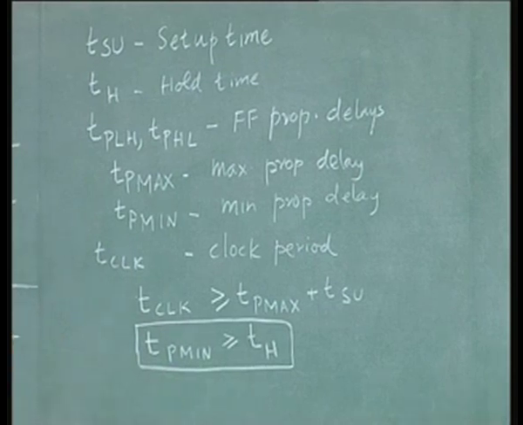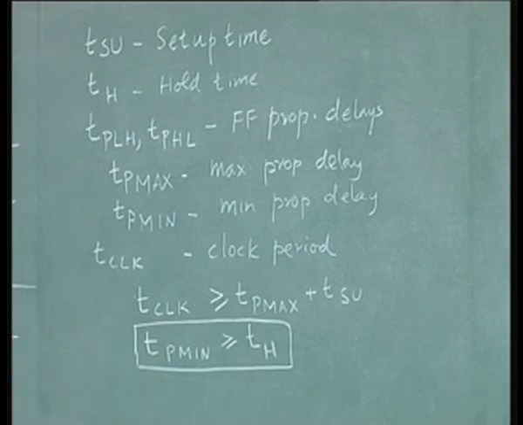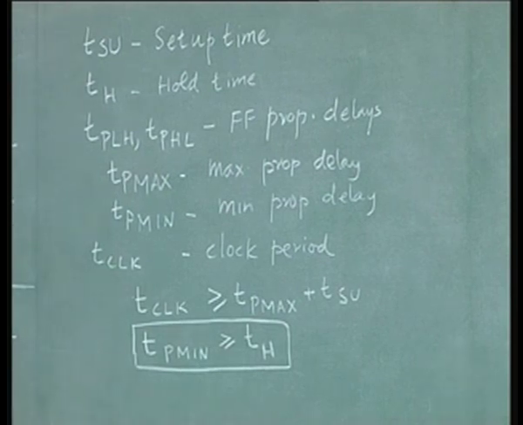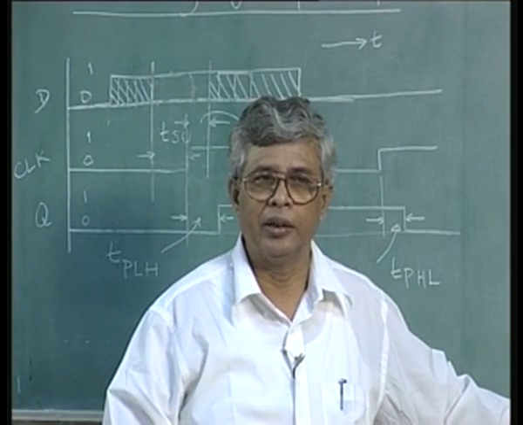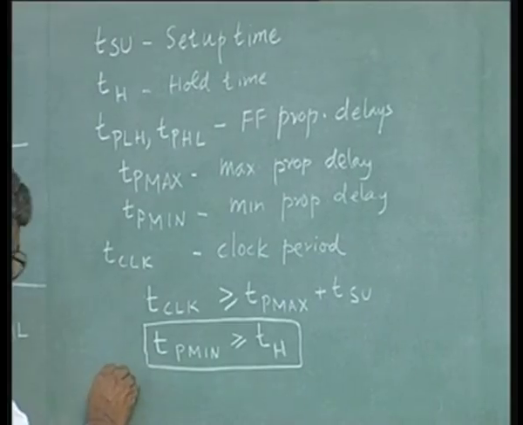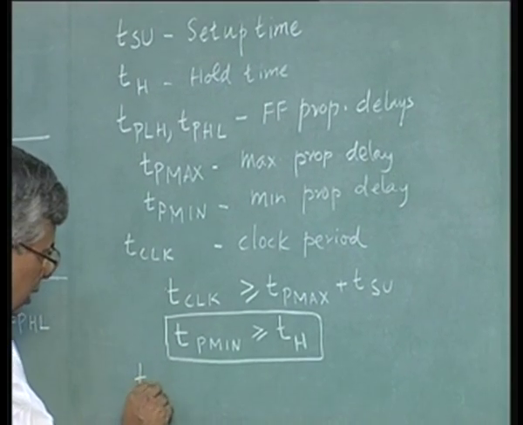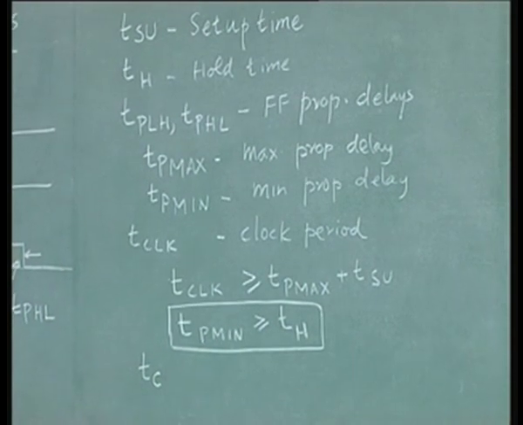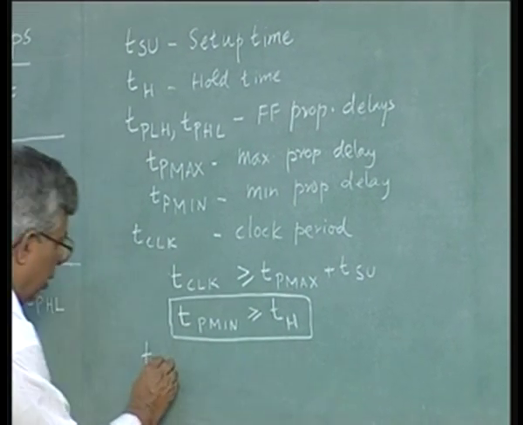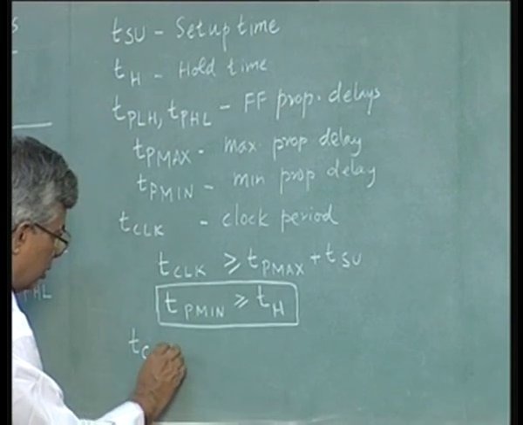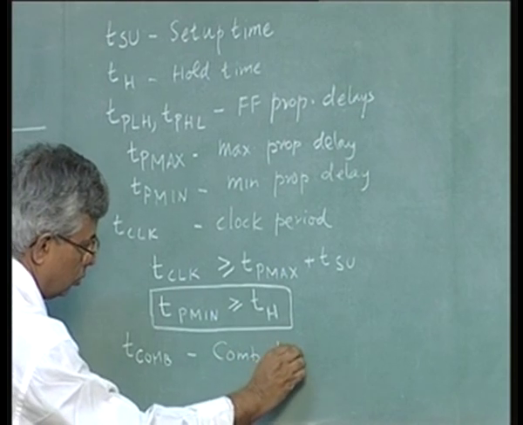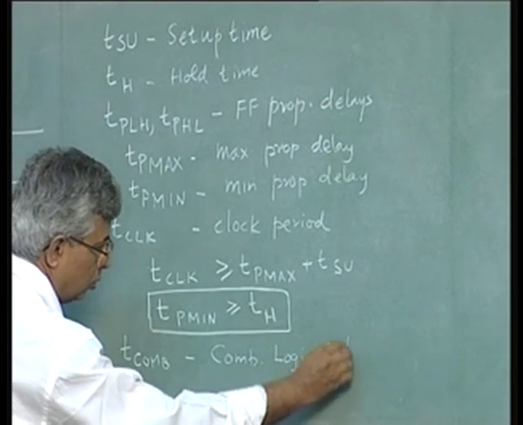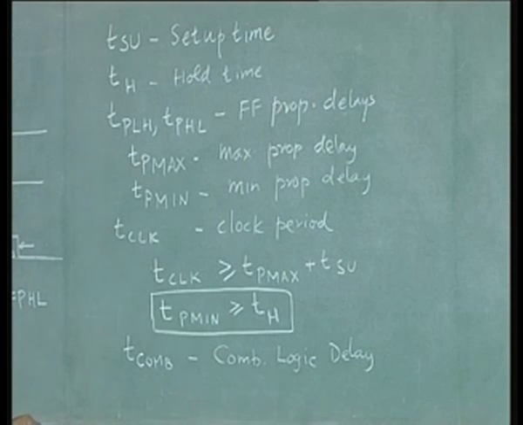Now in practice though, the flip flop output does not get back into the flip flop input directly; there is usually a combinational logic in between. So let us say there is a combinational logic whose delay we define as T combinational logic, that should be factored into this.